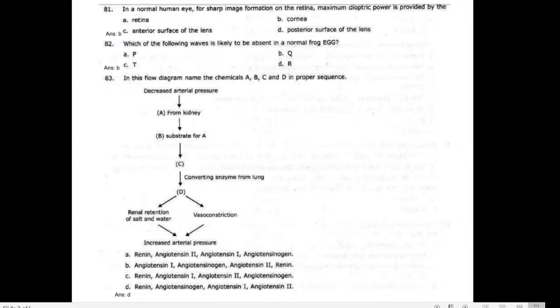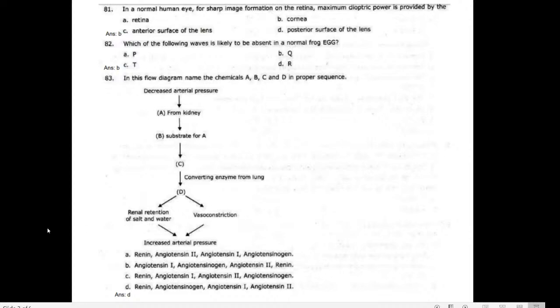In the flow chart diagram you can see: decreased arterial pressure. This is all about the human physiological system connections. Here the names of four chemicals are given. They are asking the question: they provided the chemical names, and we want to place them in the correct position. In this decreased arterial pressure, where does the arterial pressure happen?